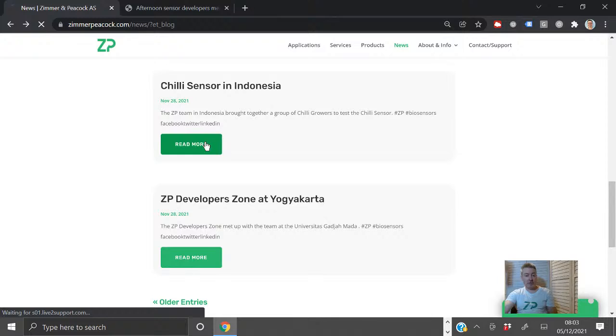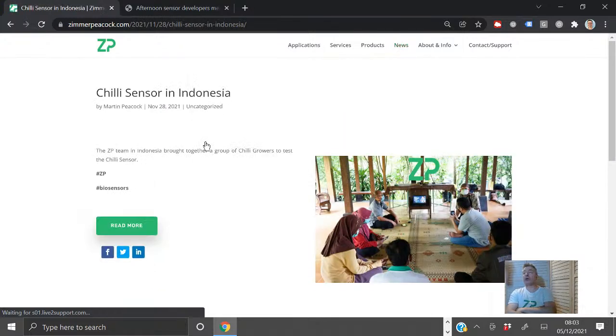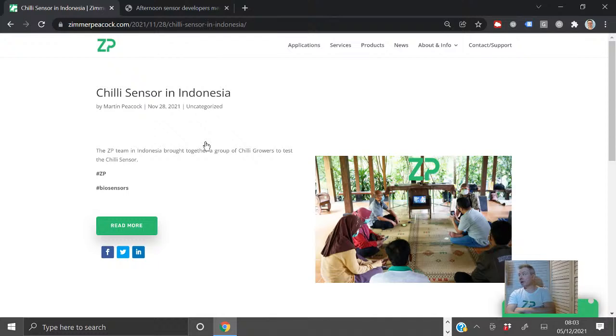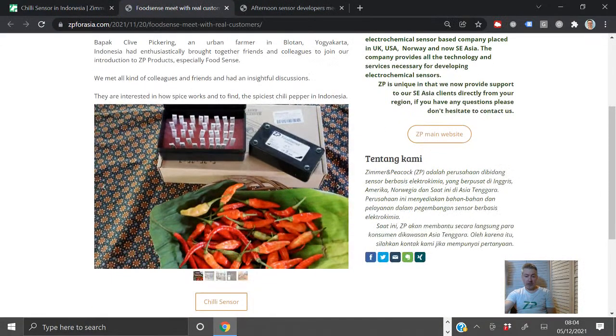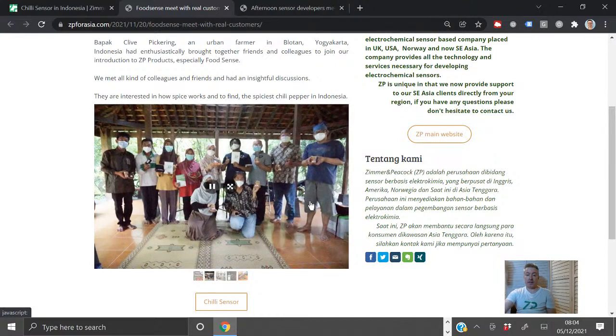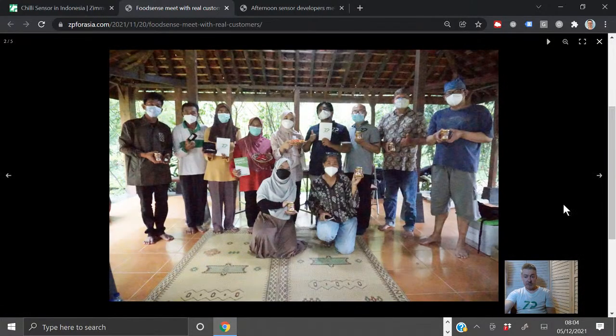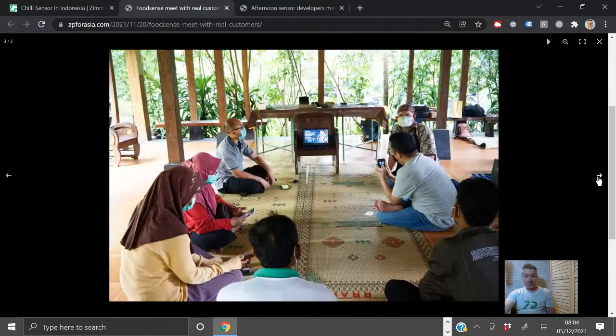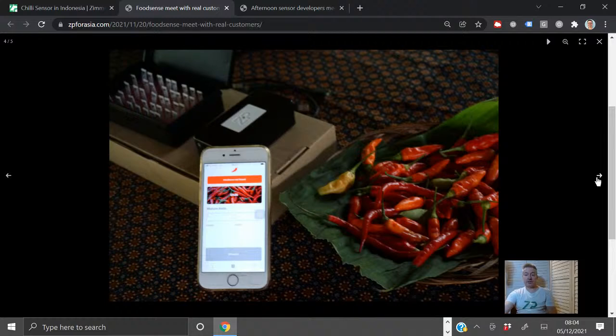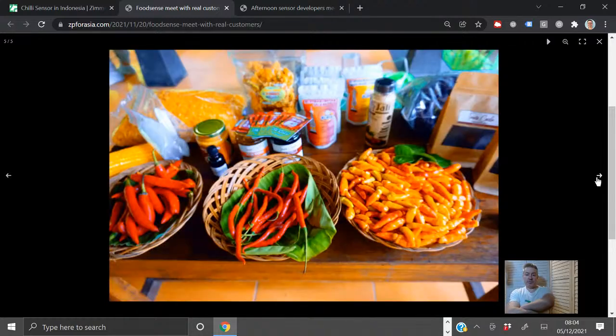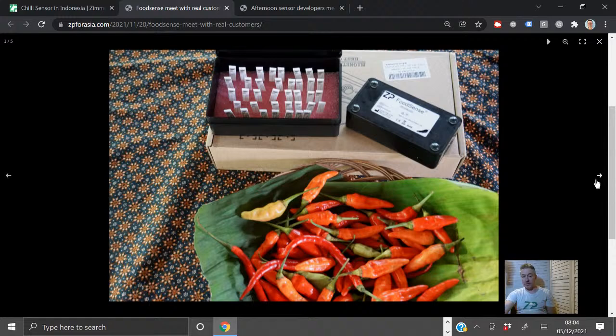Now, the same team as well, at Zimmer & Peacock, we have technologies for helping with the R&D on biosensing, but we also have sensors in their own right. And something that we get a lot of inquiries about in Asia and in India is the chili sensor. And the guys went out and visited chili growers. It was really good because these guys have gone out there and taken the chili sensor with them, and they've talked to the actual farmers regarding the technology.